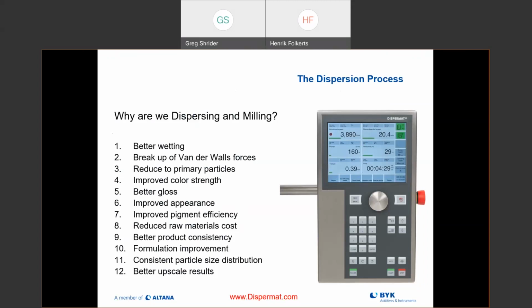The result will be we have a lot more efficiency, so we can save costs. We don't need to use as much pigment. Also, our product is more consistent with a more reliable milling cycle. Then that leads to formulation improvements, constant particle size distribution, and finally, we'll be able to upscale much better and easier if we do it right in the lab.